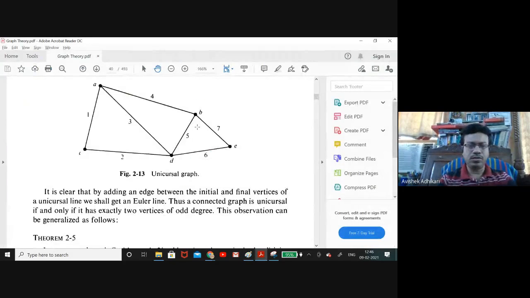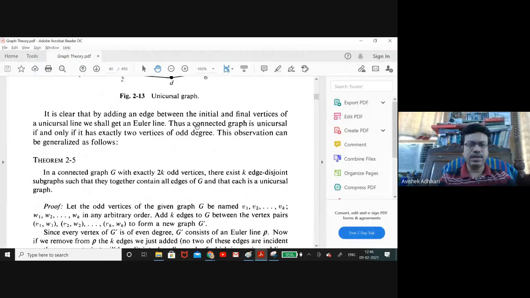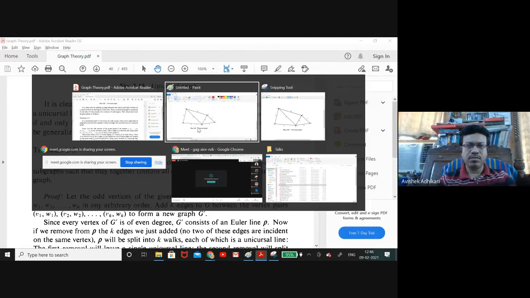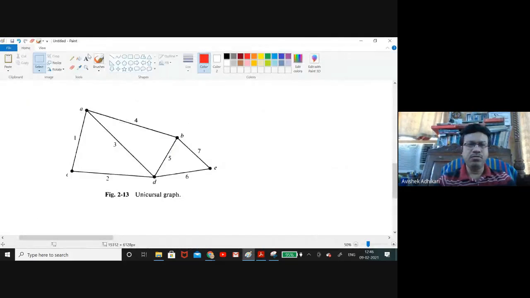So let us have this theorem first. It says that in a connected graph with exactly 2k odd vertices. So I am preparing a new graph from here. Some new graph is being made from here. So I'll just put some extra.